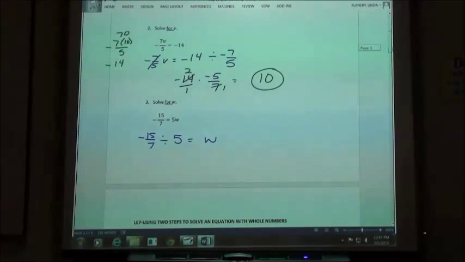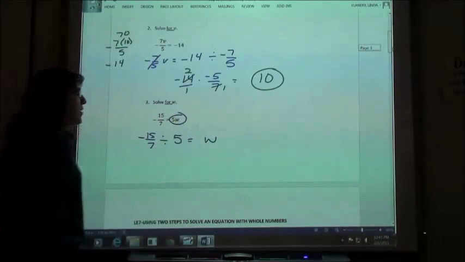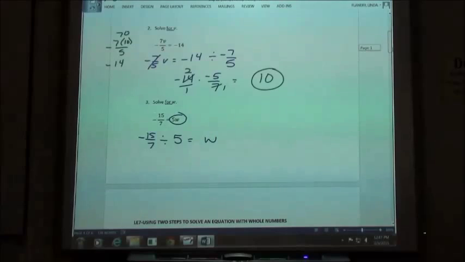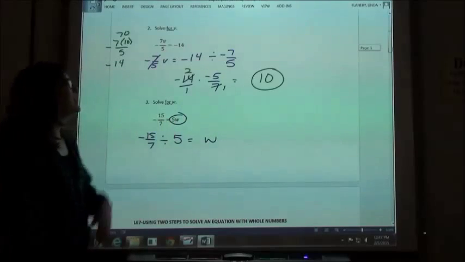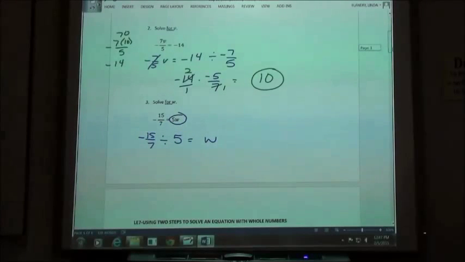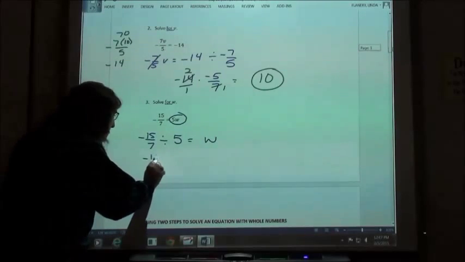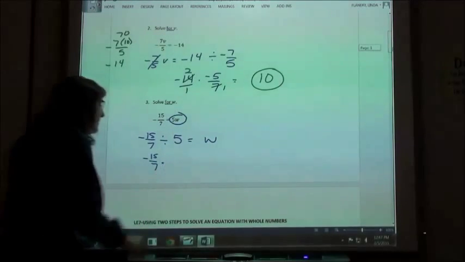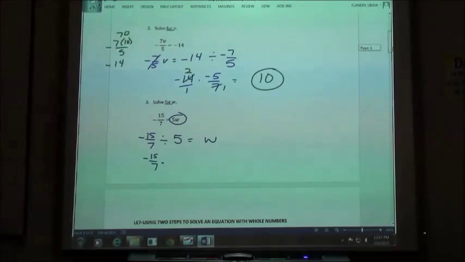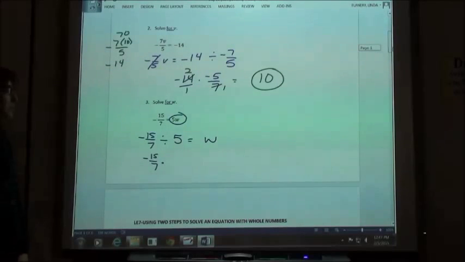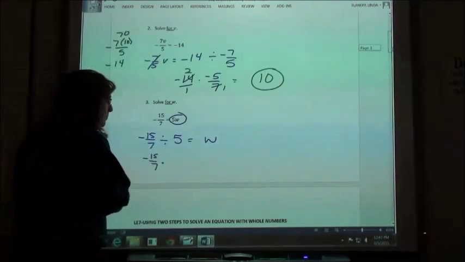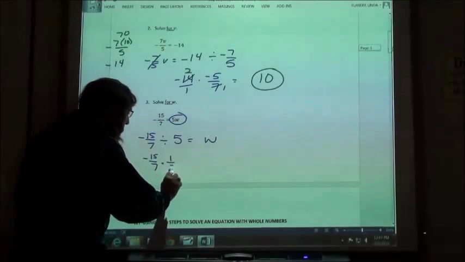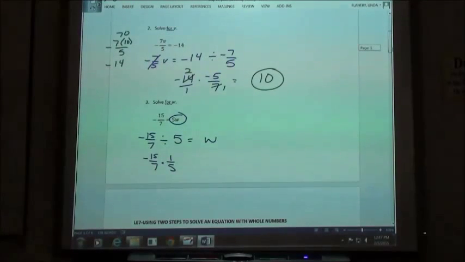What do I do? Because I have 5w and I want to get w by itself. That's what I'm dividing by, the 5. So if I'm going to divide by 5, I'm going to multiply by 1/5. Exactly, that's what I'm going to do.